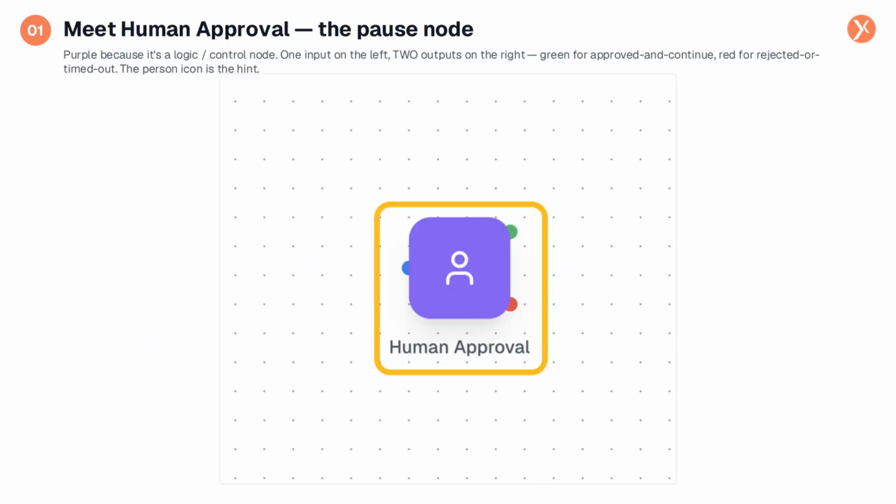The human approval node is a crucial logic and control element, visually represented by its purple color and a person icon, clearly indicating human involvement. It features a single input for upstream data and 2 distinct outputs, a green path for approved actions and a red path for rejected or timed out decisions. This design ensures the workflow proceeds appropriately based on human input, providing a clear decision point.